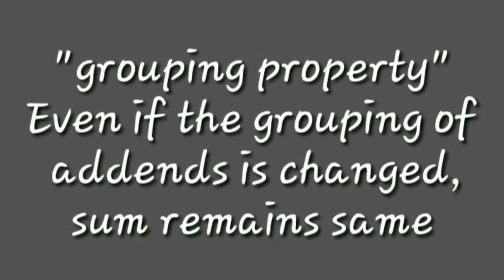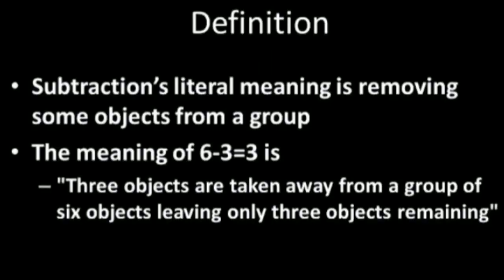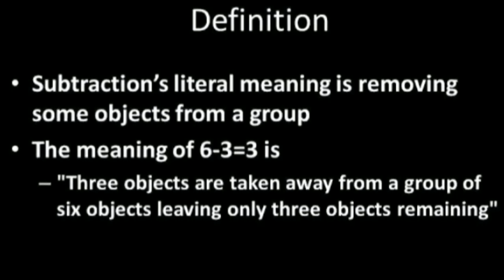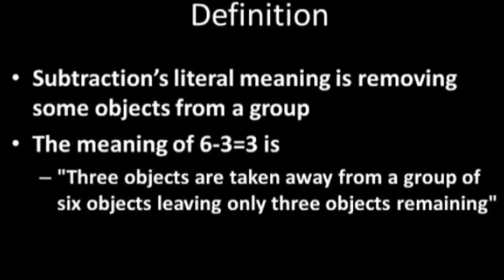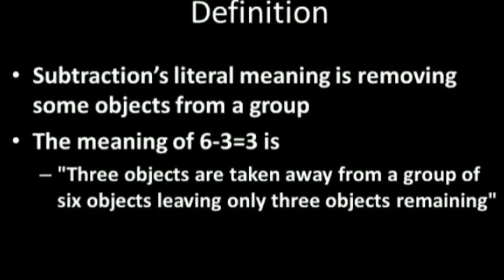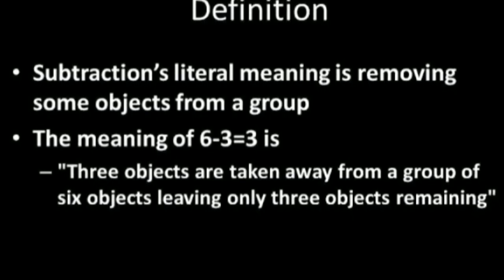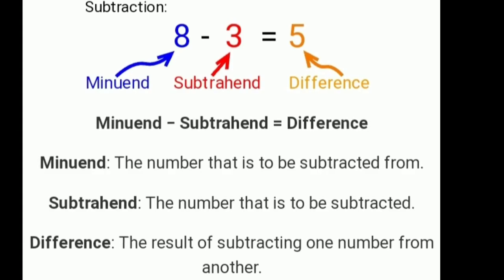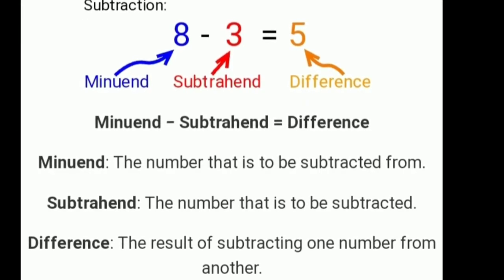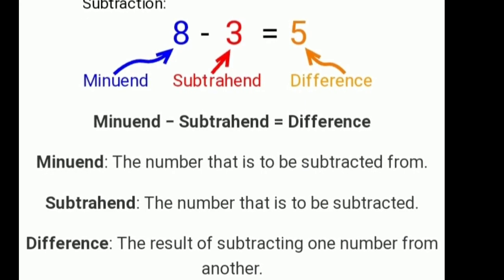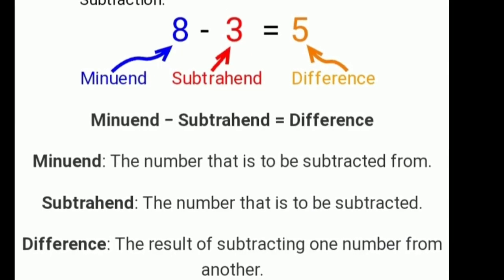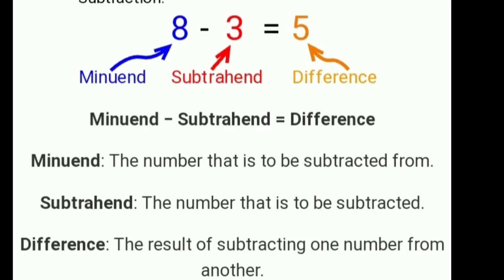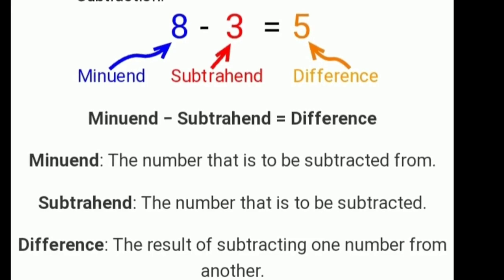The next concept that we have studied yesterday was the subtraction of larger numbers. So, subtraction means the removing of some objects from the group. However, a subtraction equation also has three parts: minuend, subtrahend and difference. Minuend is a number that is to be subtracted from, subtrahend is a number that is to be subtracted, and the difference is the result of subtraction.